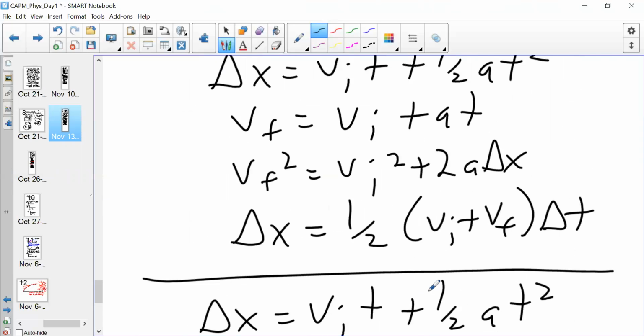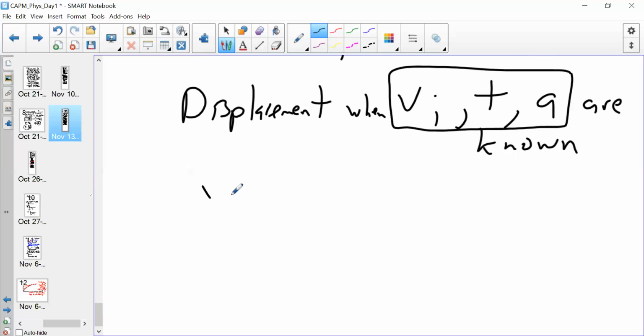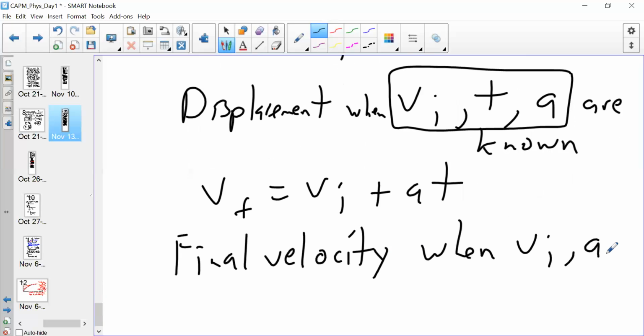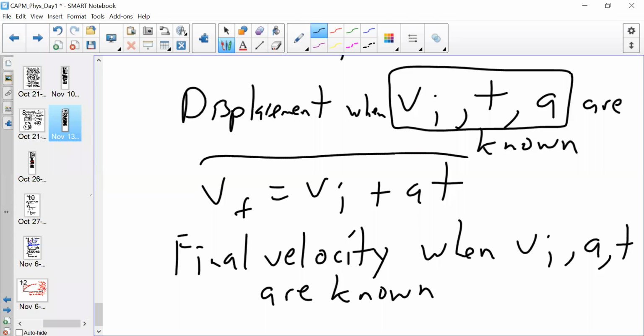The second equation here, V final equals Vi plus a t. Vf is final velocity. I can find final velocity when initial velocity, acceleration, and time are known because this is the equation here. I want to find my final velocity. Well, I can find it if I know my initial velocity, Vi, my acceleration, and my time.